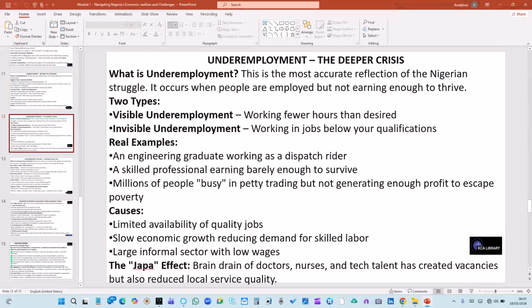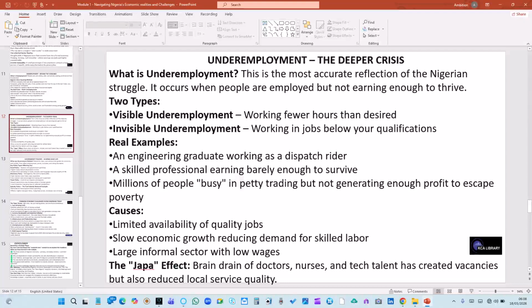Having known that, let us now look at underemployment. That is the deeper crisis. What is underemployment? This is the most accurate reflection of Nigerian struggle. It occurs when people are employed but not earning enough to thrive. There are two types of underemployment.